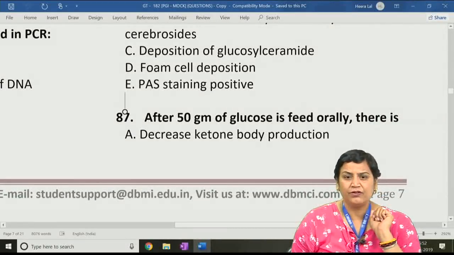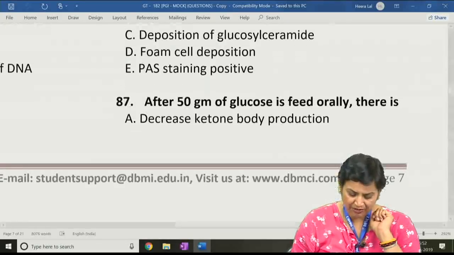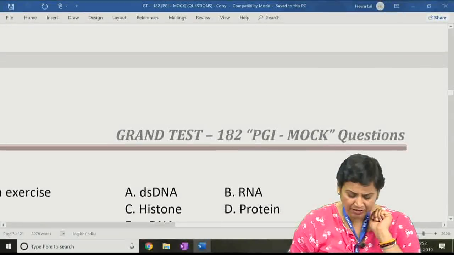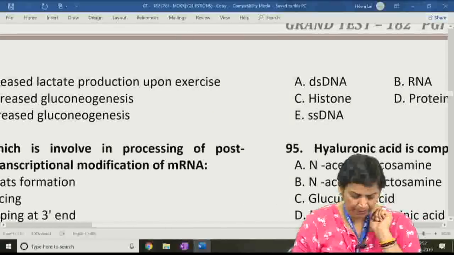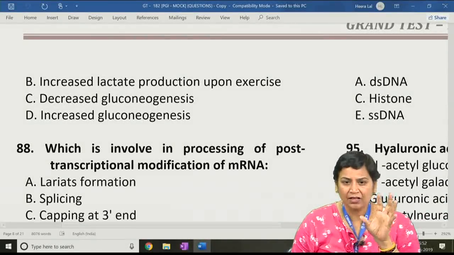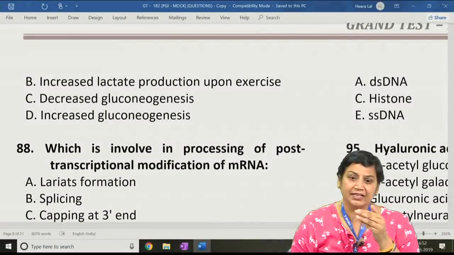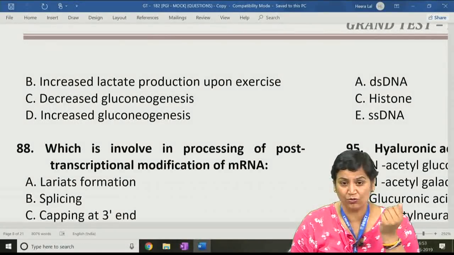The next, after 50 grams of glucose is fed orally, there is... Now see, whenever we talk about the metabolism of glucose, we have to see there are two different cycles. One is the well-fed cycle, or feed cycle of glucose, and second is the fasting cycle of glucose.